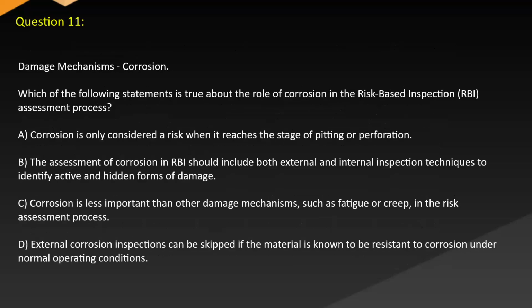Question 11. Damage mechanisms. Corrosion. Which of the following statements is true about the role of corrosion in the risk-based inspection RBI assessment process? A. Corrosion is only considered a risk when it reaches the stage of pitting or perforation. B. The assessment of corrosion in RBI should include both external and internal inspection techniques to identify active and hidden forms of damage. C. Corrosion is less important than other damage mechanisms, such as fatigue or creep, in the risk assessment process. D. External corrosion inspections can be skipped if the material is known to be resistant to corrosion under normal operating conditions.